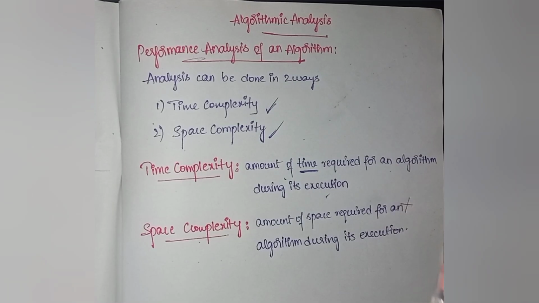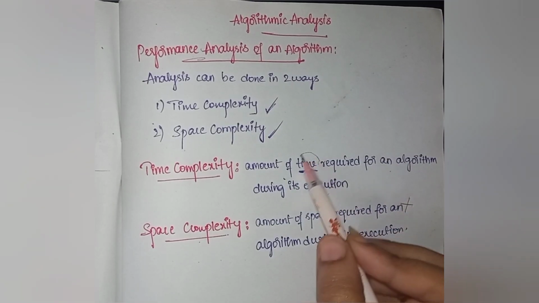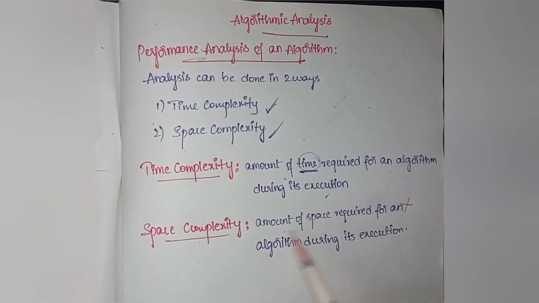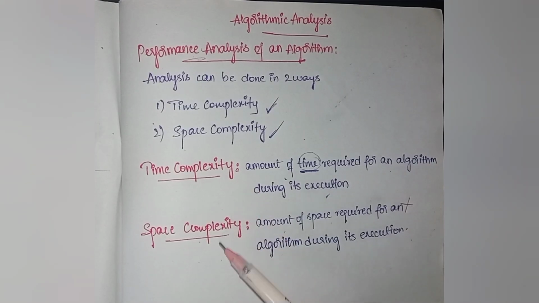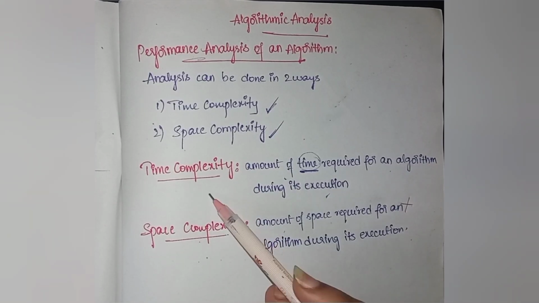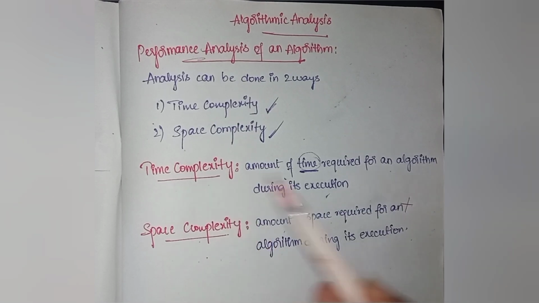And space complexity definition is also easy. Amount of space required for an algorithm during its execution is called space complexity. So these are the two ways we use in the performance analysis of an algorithm. So there are three types in time complexity. So let's see what are those three types.